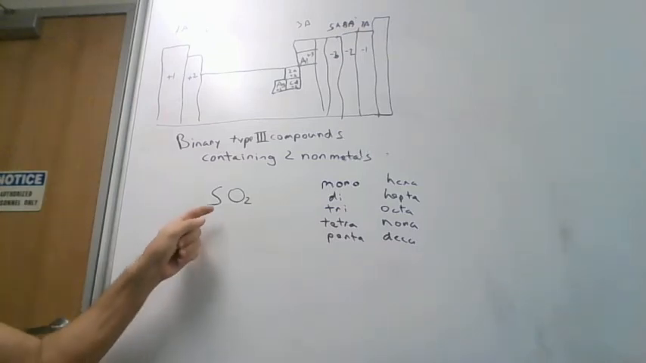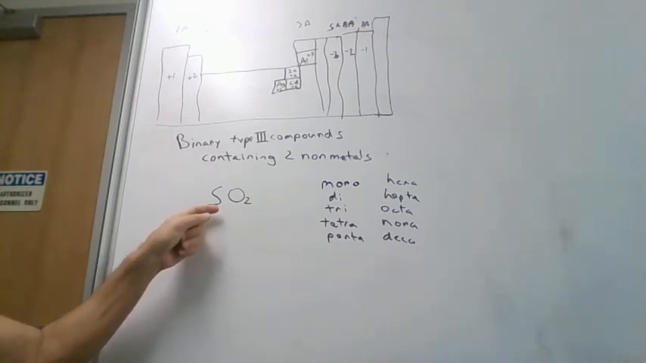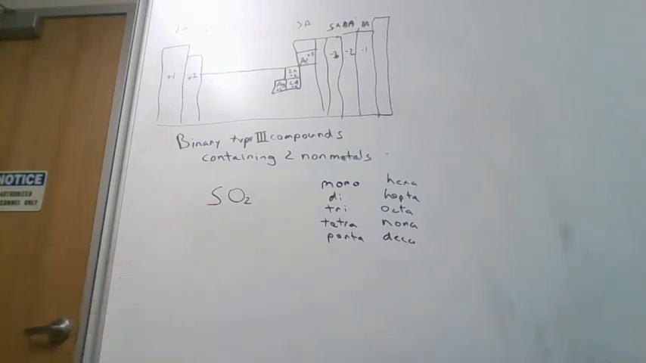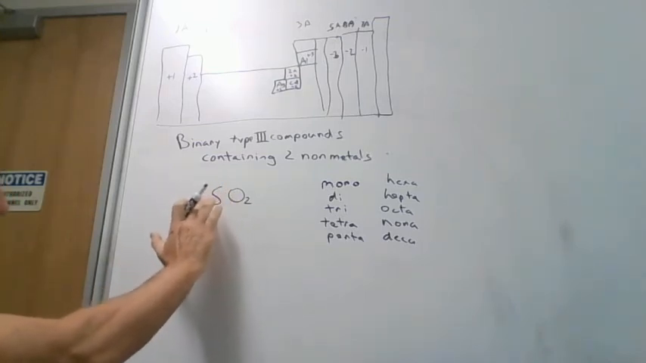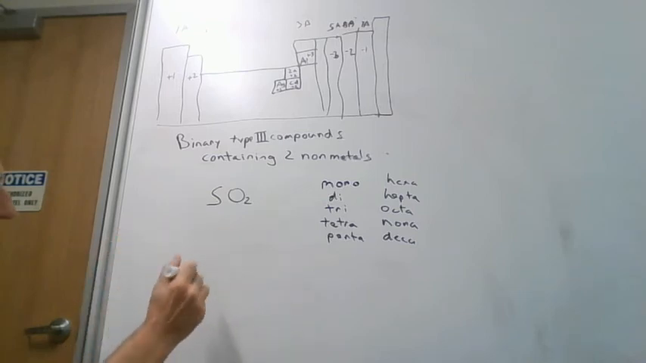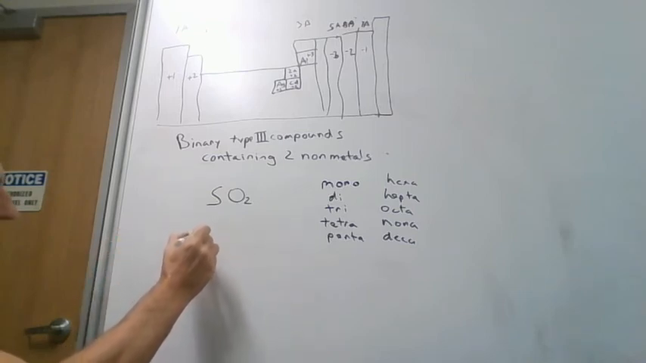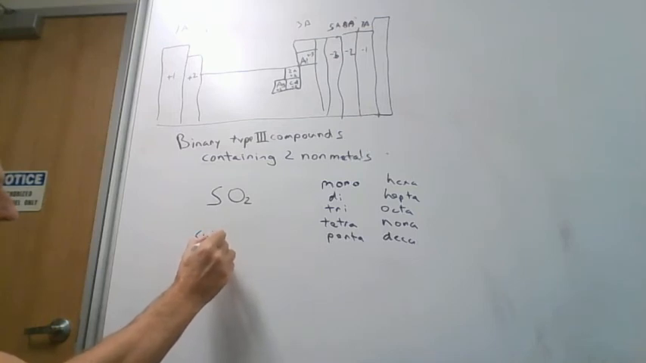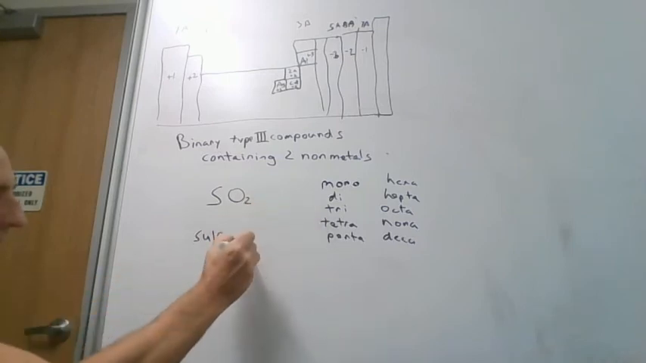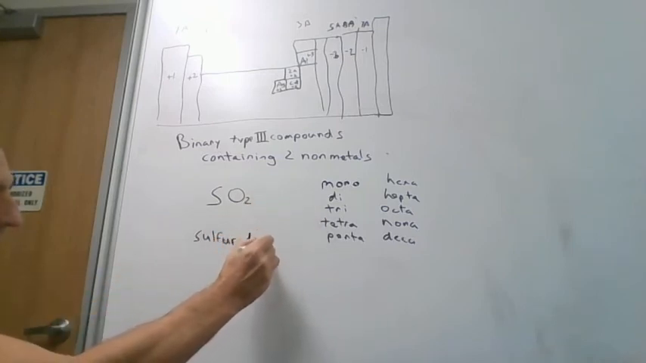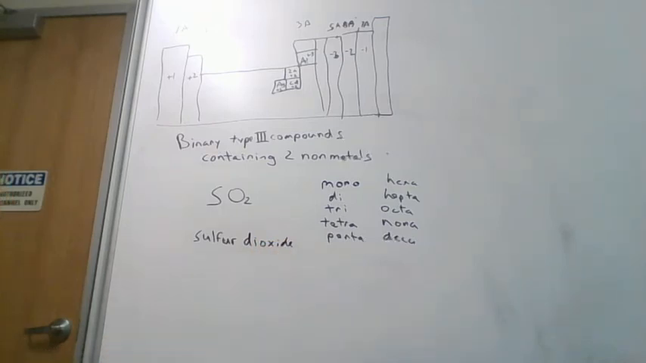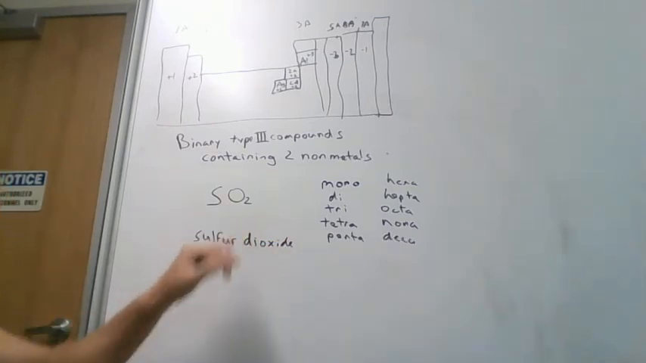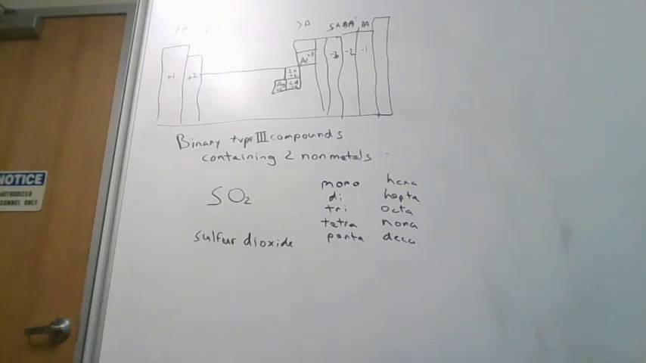If the first element is just 1, we don't put the word mono. So we would have sulfur, and then whoever comes next, there's 2 oxygens, so we need di, and then oxygen becomes oxide, so sulfur dioxide. With the element that comes second, we change its name to the ide ending, just like we did with the anions in binary type 1 and type 2 compounds.